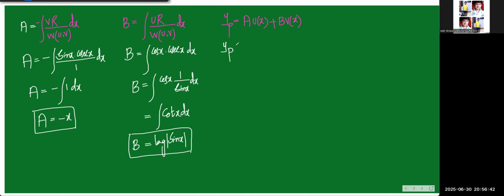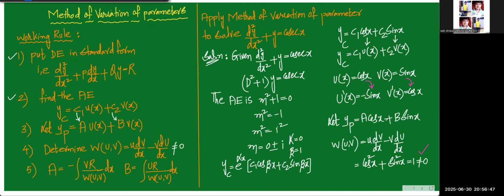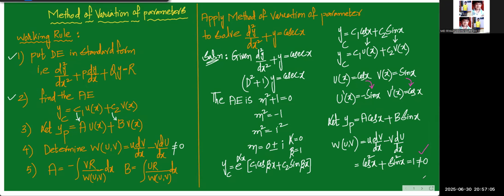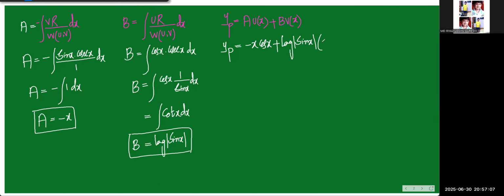yp is equal to, the a value we got as minus x, and now u of x, you see we have cos x here, so it is cos x, and our b value is log mod sin x, and the v of x value is nothing but sin x. It is not multiplied. It's a logarithmic function, it's a trigonometric function. Don't multiply here. Some students will multiply this sin into sin square, which is highly impossible. So yp we got it.